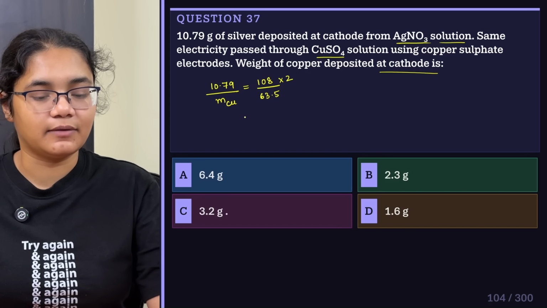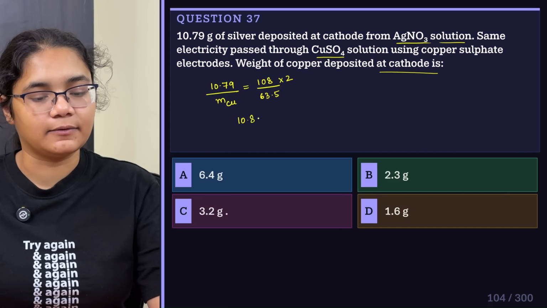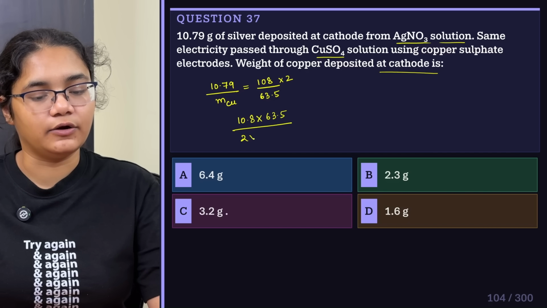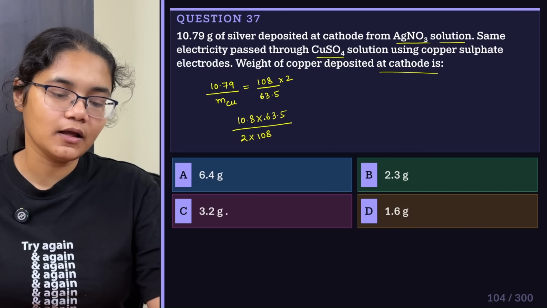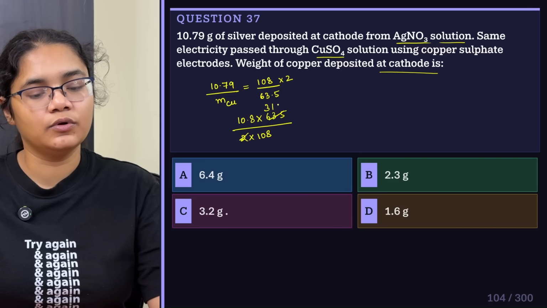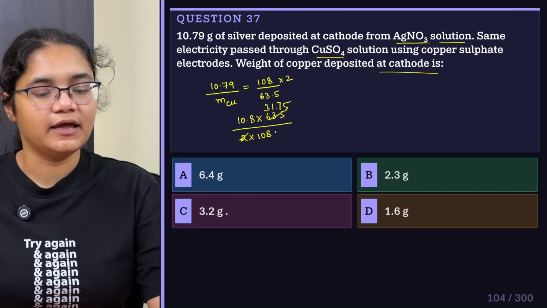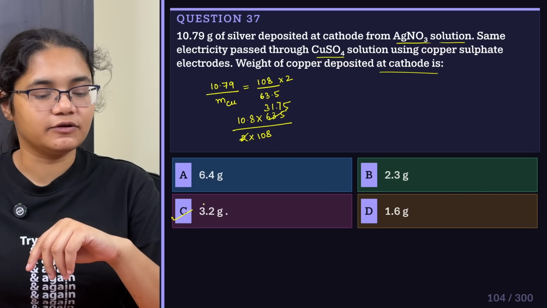So now if I cross multiply here, 10.79 I can take as 10.8. I have 63.5 divided by 2 into 108. So this one will be 31.75, and there's 1 divided by 10 also, so that will give me 3.175, which will be equal to 3.2 here.